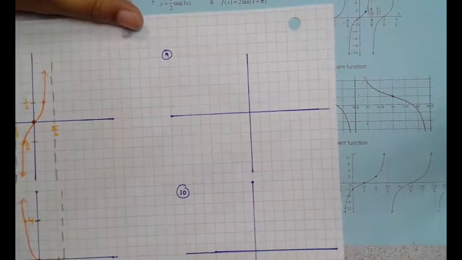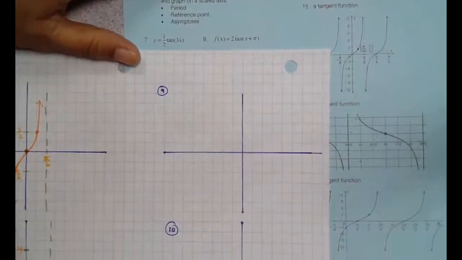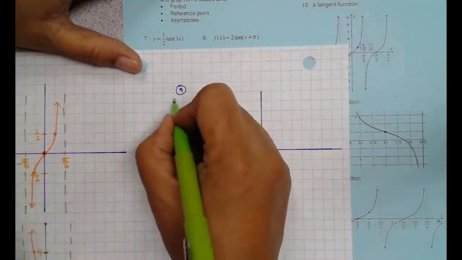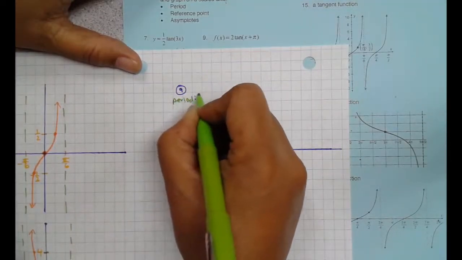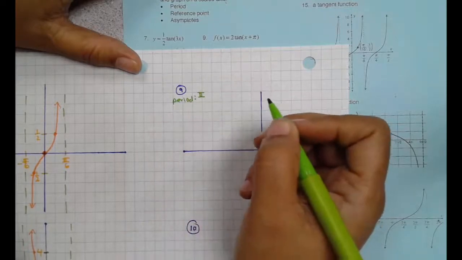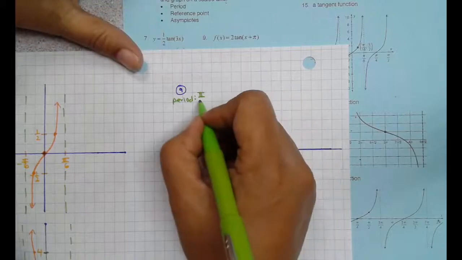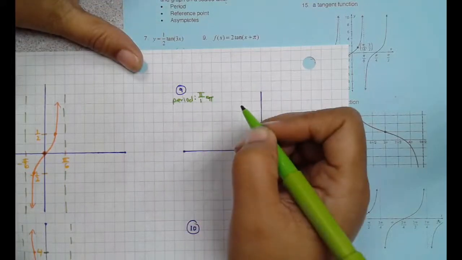Number 9 is looking at the one down here. So we're going to look at the value of our period first. The period is pi, not 2 pi, pi over b. And on this one right here, the b value is 1. So this is just a normal pi.